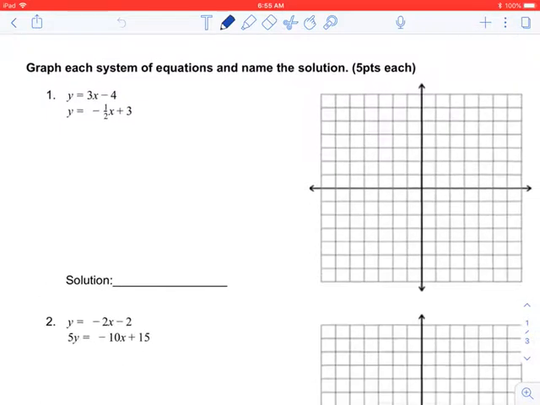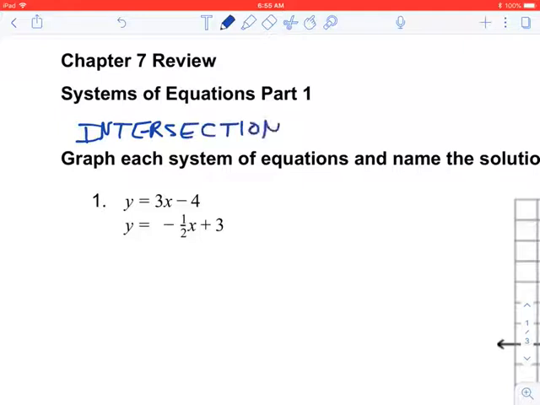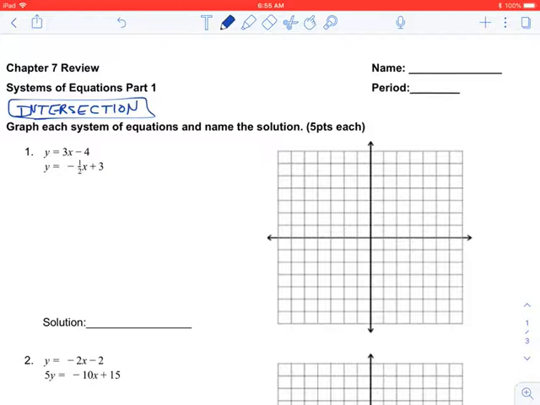Okay, so for graphing, we're just trying to find where they cross. We want to find the point of intersection. All we have to do here is go ahead and graph these two equations. So I'm going to start with the top one. I've got a y-intercept of -4, so down 4 for the y-intercept. And then I'm going up 3 over 1.